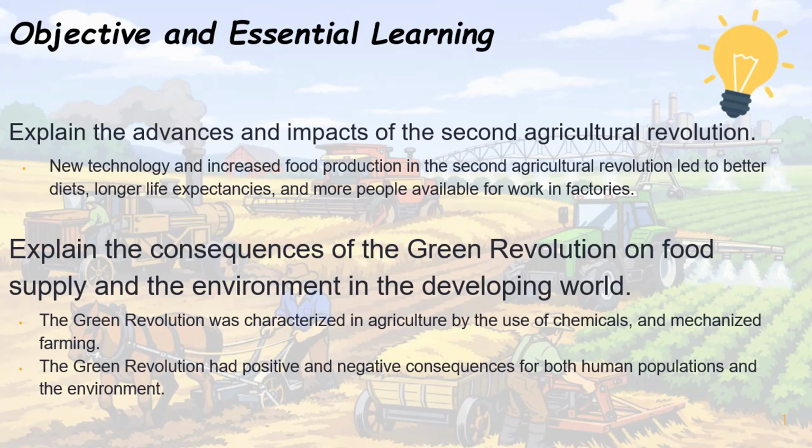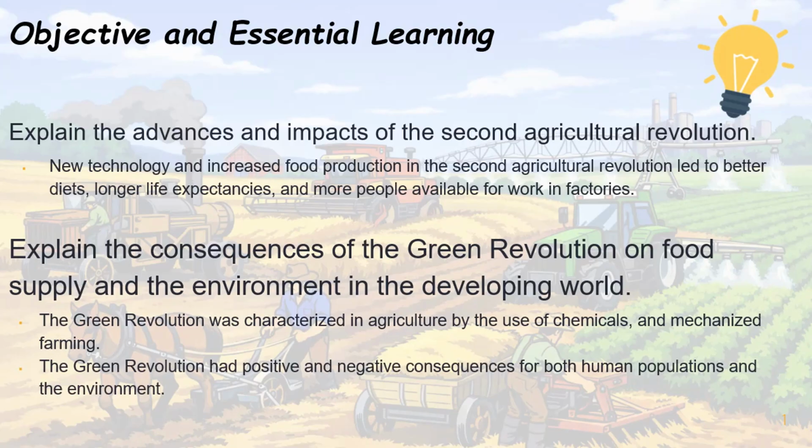Then we shift to the Green Revolution. Your job is to explain its consequences on food supply and the environment in the developing world. This era was powered by chemicals, mechanized farming, irrigation, hybrid seeds, and genetically modified organisms. Food production increased dramatically in many regions. Hunger dropped in places like Latin America and South Asia. But at the same time, fertilizer runoff polluted water, soil erosion increased, and environmental sustainability started looking a little stressed. So you're analyzing both sides, the wins and the consequences.